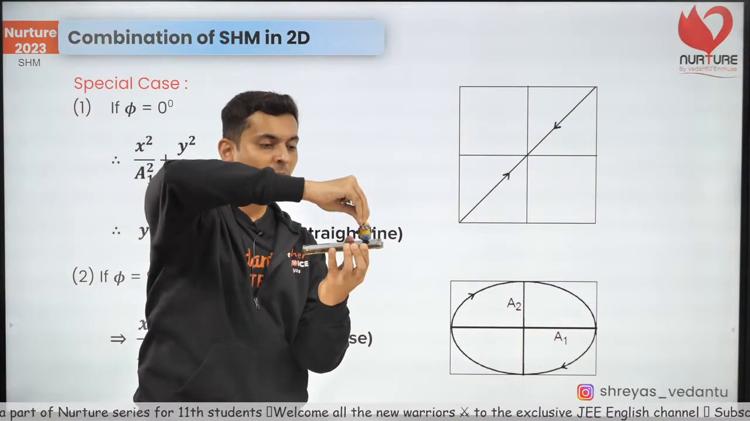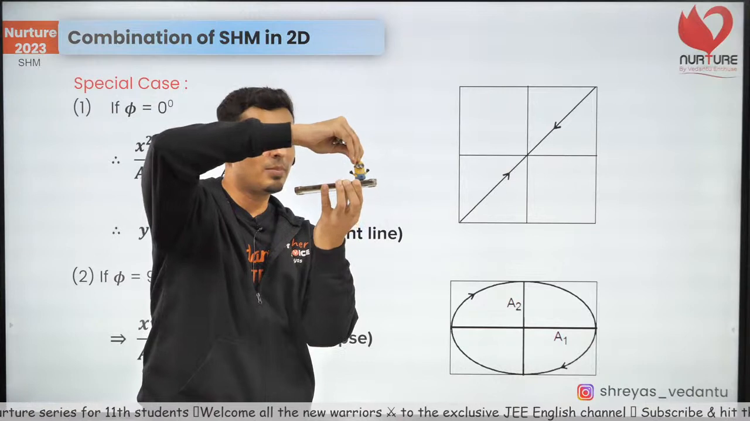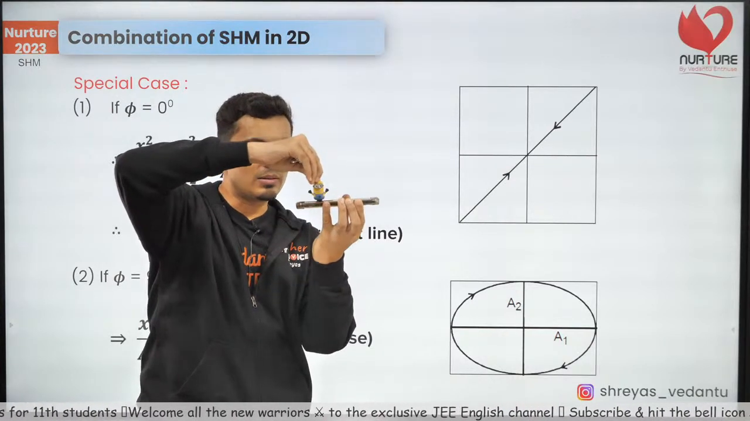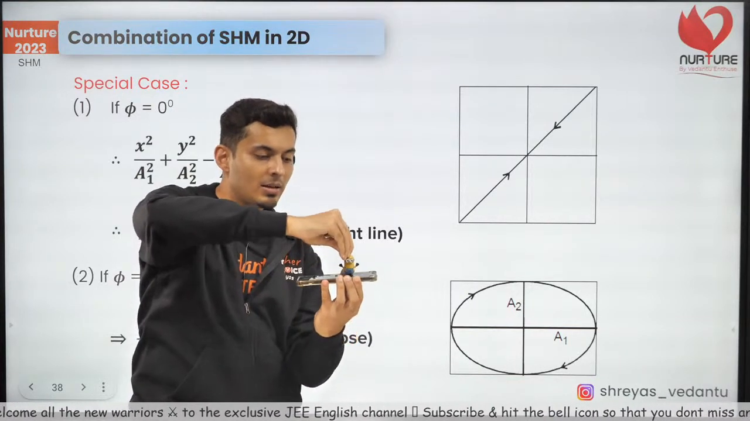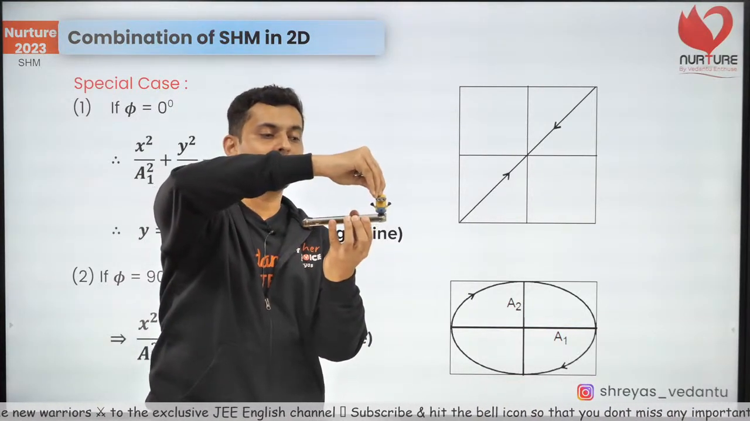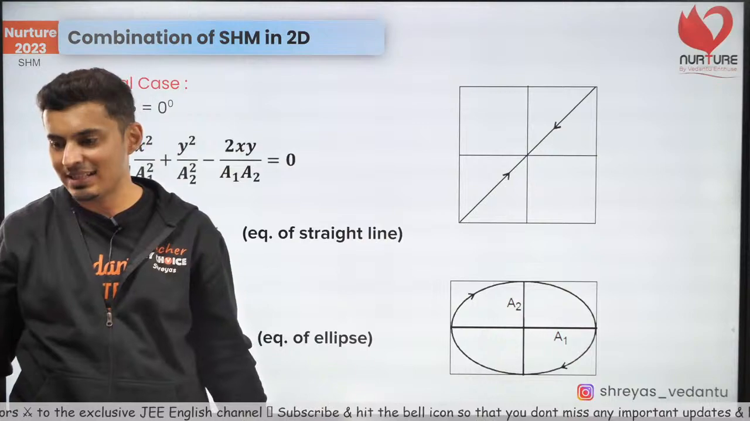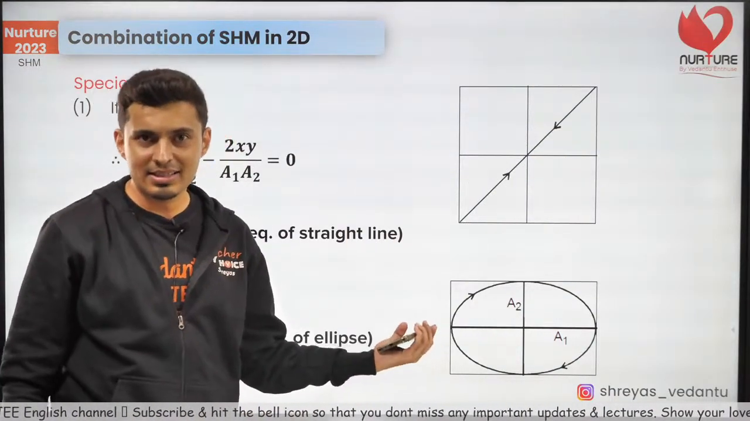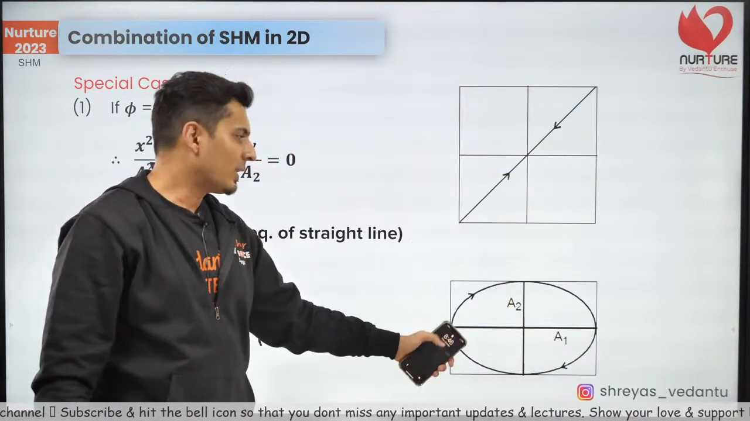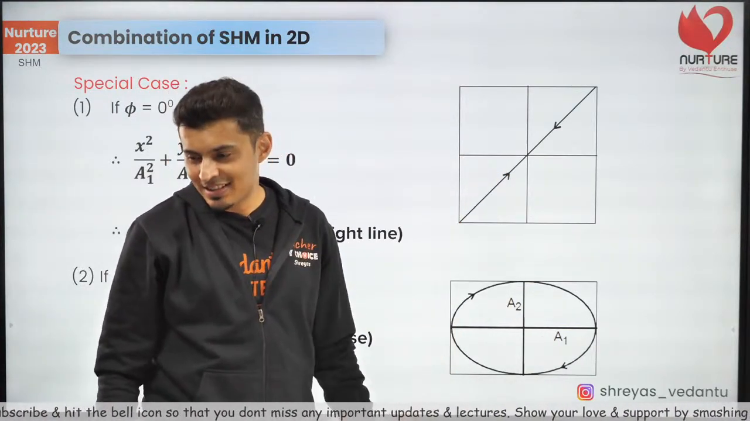Platform comes back, Pandu goes here. Platform goes up, Pandu comes in the middle. Platform comes back to the mean. Platform goes to bottom extreme, and then Pandu comes back to the right extreme. Can you see that now? It is like an ellipse. So for 0 degrees, it was a straight line. For 90 degrees, it was an ellipse.